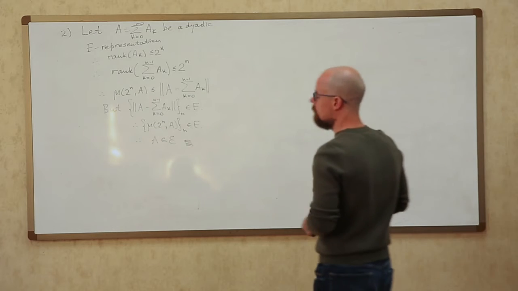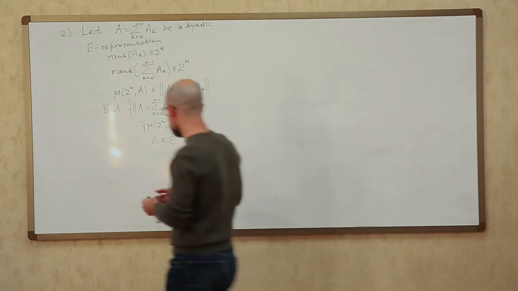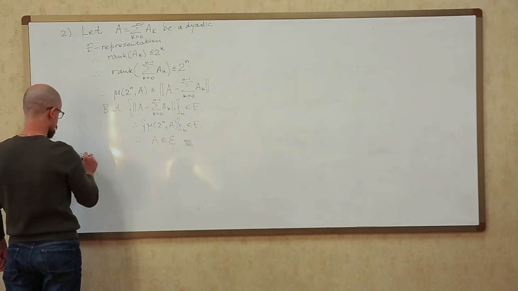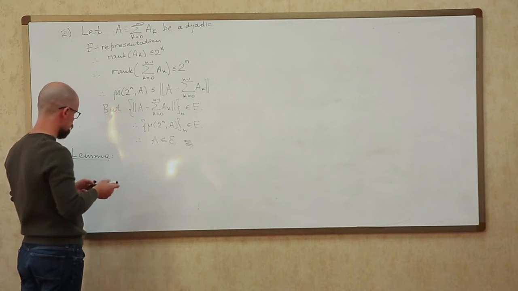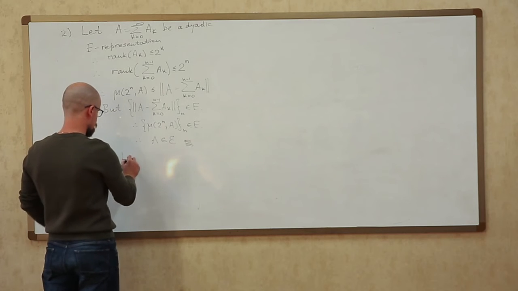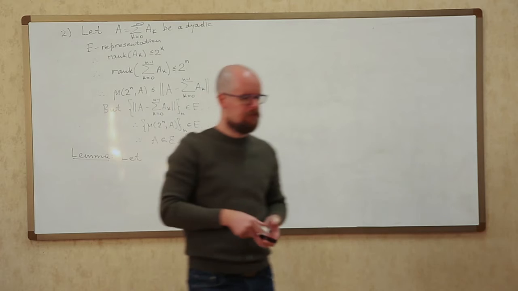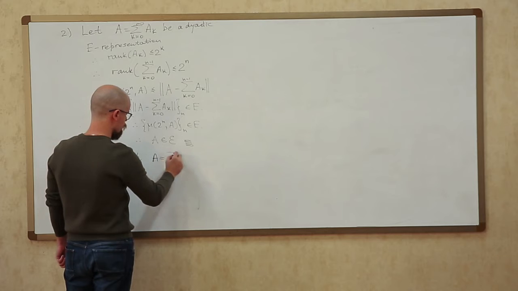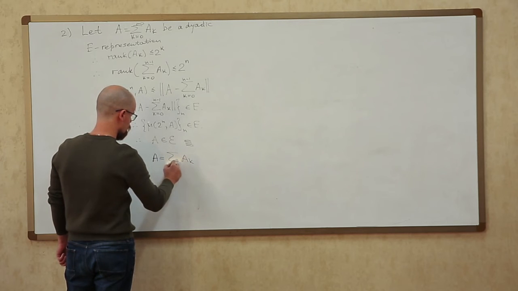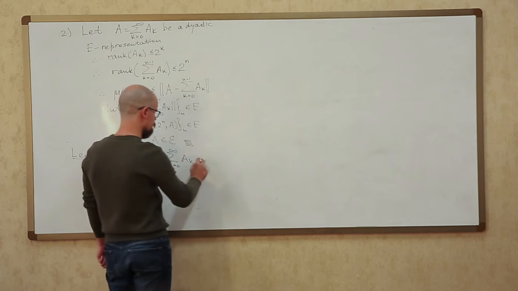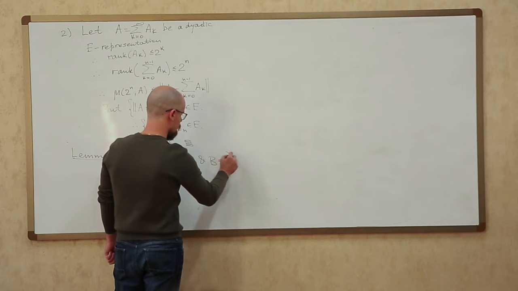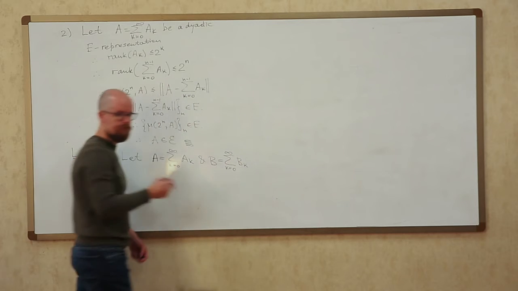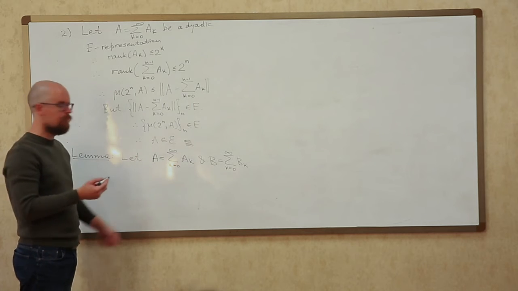And now we will have an even simpler lemma. Right. So now we consider two different representations. Let A and B have E representations.